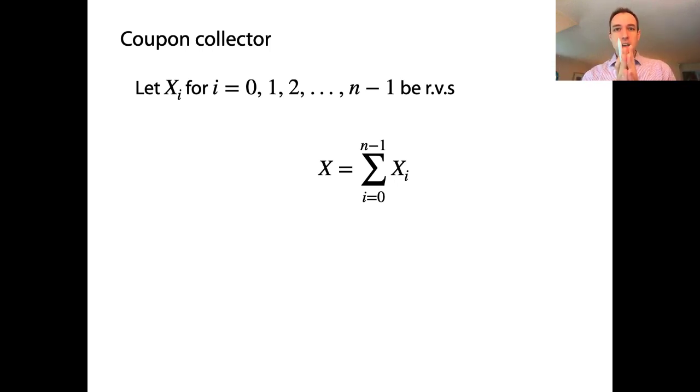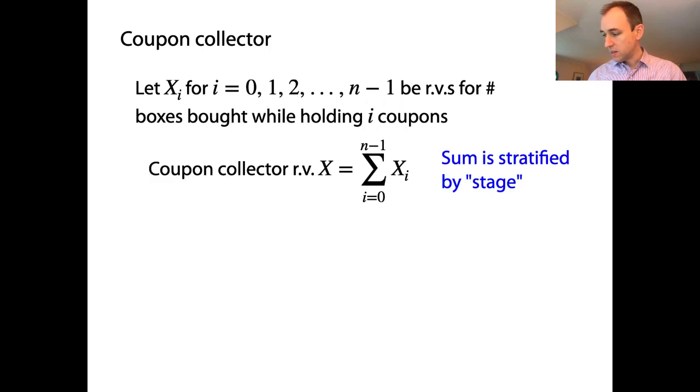I'm going to get a number of boxes in each of those stages. I can simply add them together to get the overall total number of boxes. That's what I'm doing here. So if I let these big X sub i's be random variables for the number of boxes that I bought while holding i coupons, then I can write my overall coupon collector random variable X as that sum. The sum is stratified by stage.